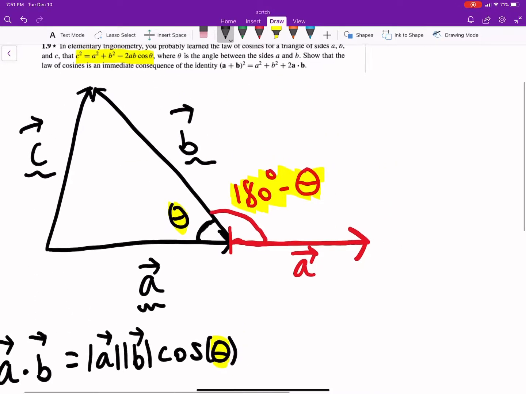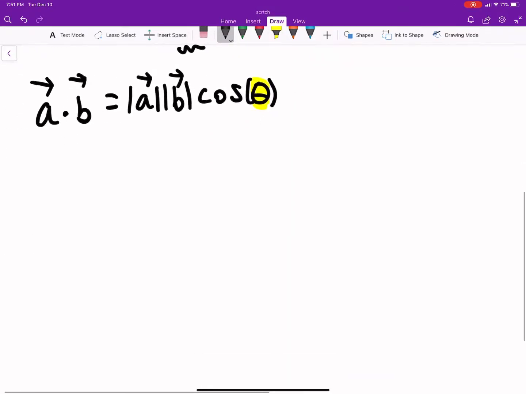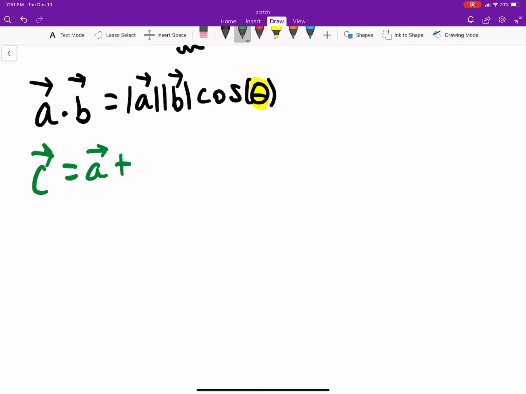Another important thing to know, and I'll make a note over this, is the vector C is what happens when you add vector A plus vector B. So this part, vector C, is just vector A plus vector B. And I think that's okay to see. So we have vector C equals vector A plus vector B. I'm going to multiply both sides by vector C.